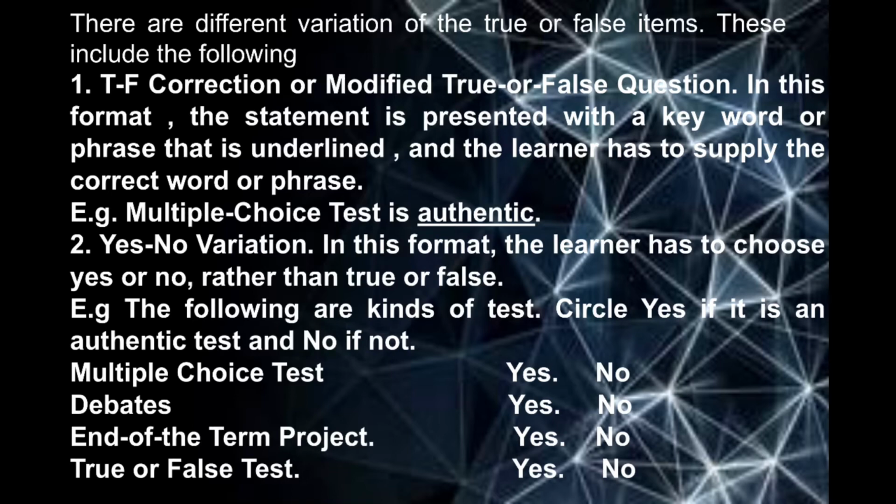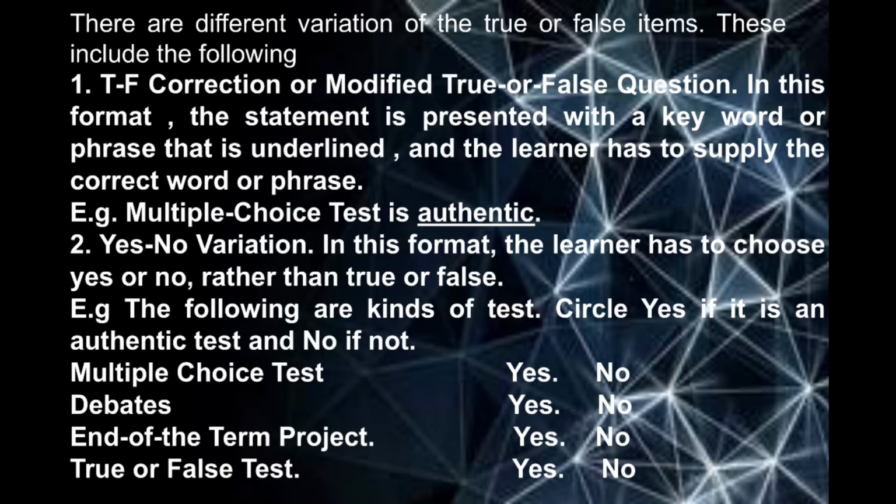from the choices. And then yung authentic naman is the idea of using creative learning experiences to test students' skills and knowledge in realistic situations. So, yung mga example na dyan is essay, observation, yung ganyan. So, number 2 naman, yes or no variation. In this format, the learner has to choose yes or no rather than true or false. So, instead na true or false yung isasagot ng learner, yes or no.